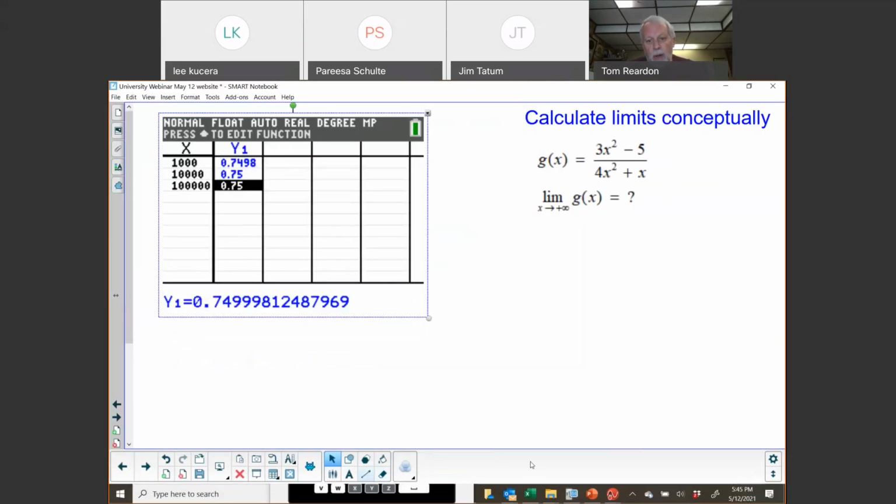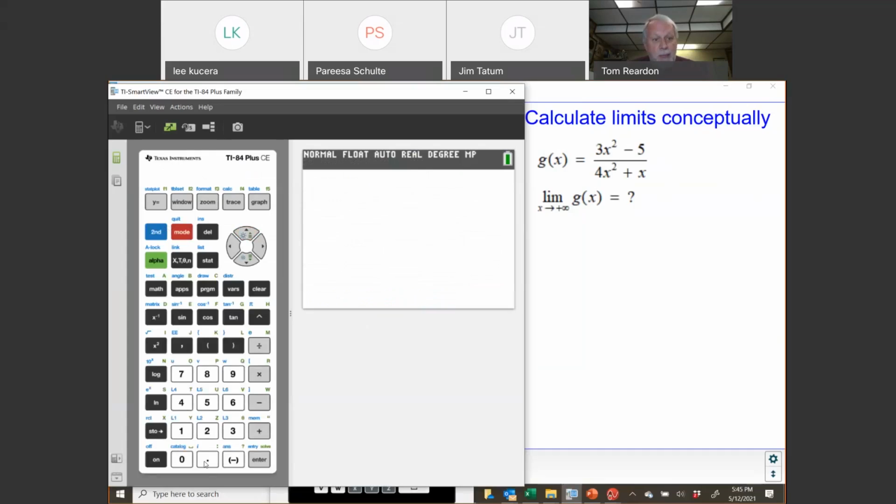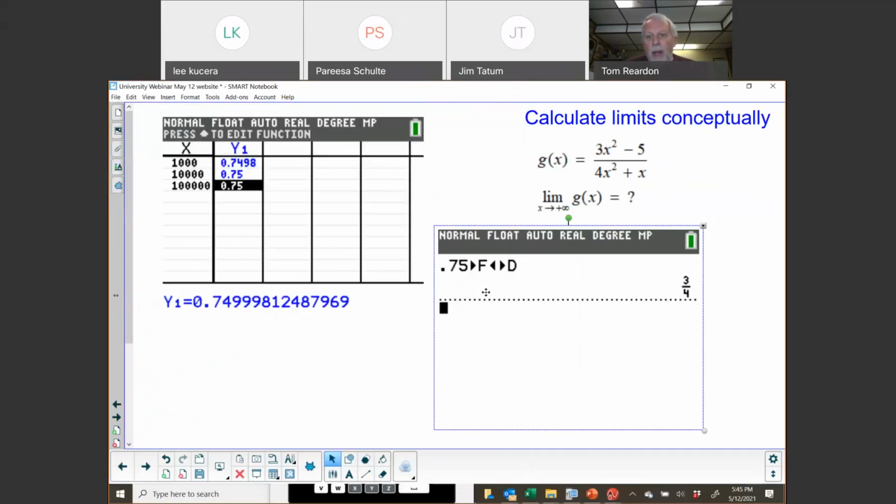okay? And if you also want to get kind of clever, you can actually go off to the home screen and type 0.75 and then convert that to its equivalent fraction in case your students aren't really good at that, which I would hope they would be, but you never know. And you can see this goes to 3/4, and you can start talking about why algebraically, how you can show that that limit goes to 3/4, okay? But you see it conceptually first.